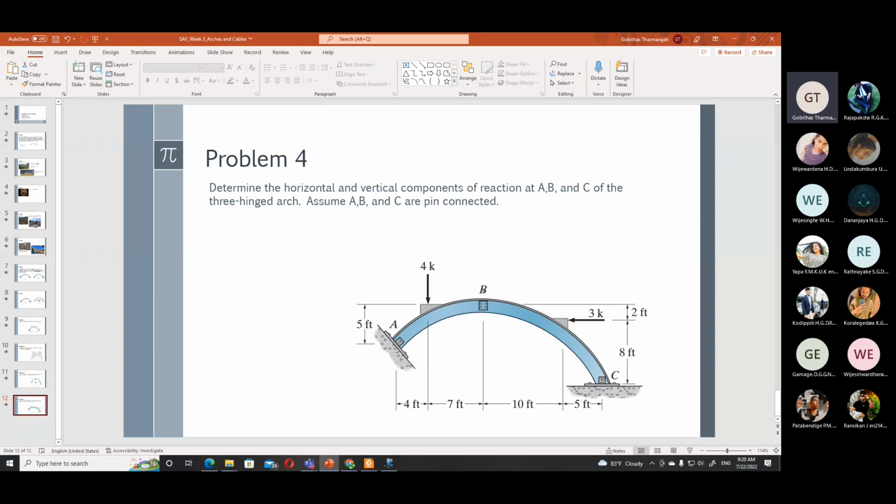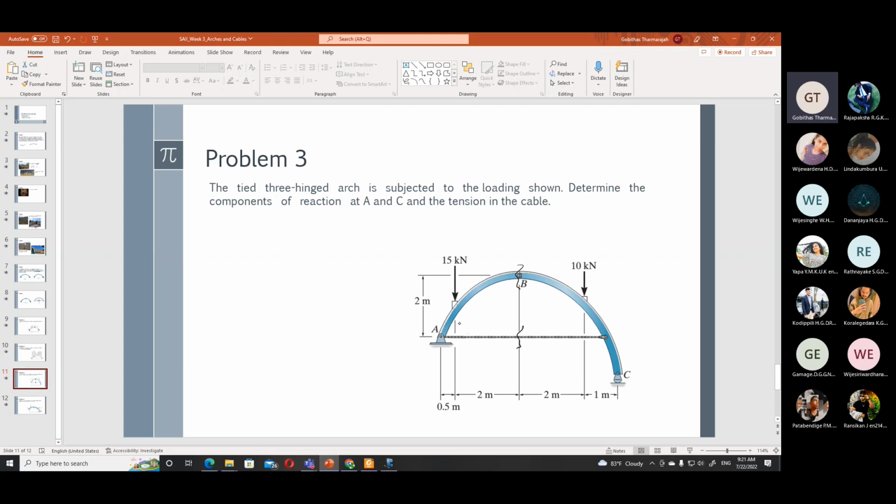Again, the same way, you have to mark the support reactions. Here it's a bit tricky because the loads are at two different locations. So you can try this one and see whether you can approach this problem. I will work this out and post it as a worked solution, so you can see whether your results are the same as this one.